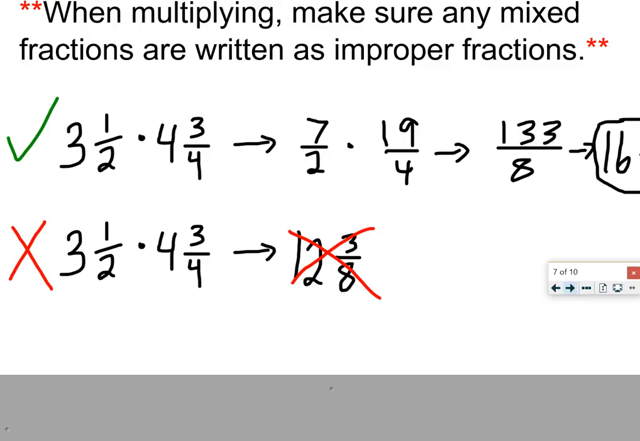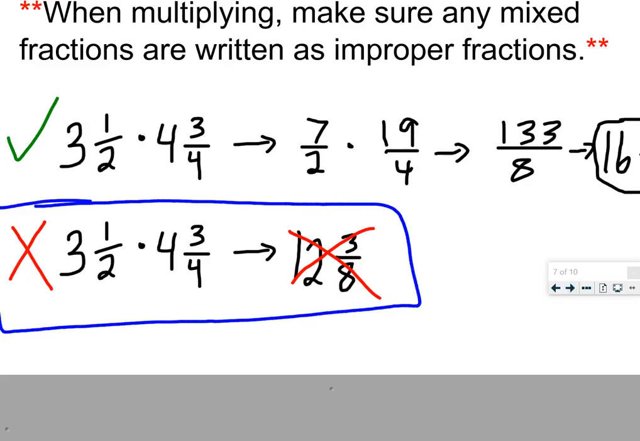Last thing to note when multiplying, make sure any mixed fractions you have are written as improper fractions before you multiply. So here's an example. We have 2 different ways of doing the same product. However, the bottom way is not correct. The bottom way is a way that some students like to do. They think it's short, nice, and easy, but it is not correct. They like to take 3 times the 4 and get to 12, and then they take 1 times the 3 and 2 times the 4, and this is not the right answer.